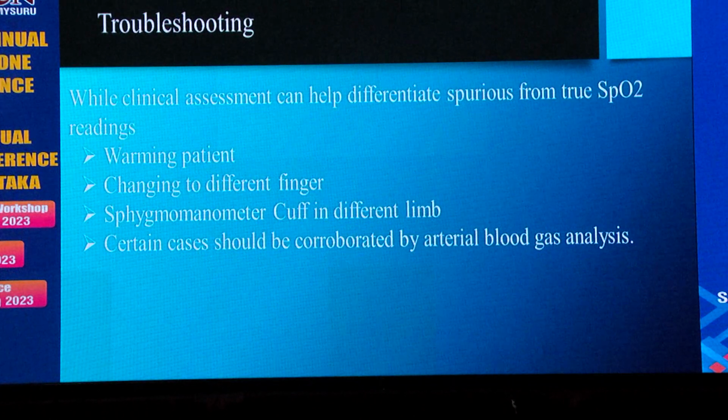Sometimes what happens, especially postgraduates, they'll tape the pulse oximeter. Don't tape it. If you tape it, definitely the venous pulsation will start coming and spuriously shows the low. And you change it to the sphygmomanometric cuff. Certainly, cases should sometimes be corroborated with the arterial blood, especially in ICU, corroborate with the arterial blood gas. And most importantly, use newer techniques.